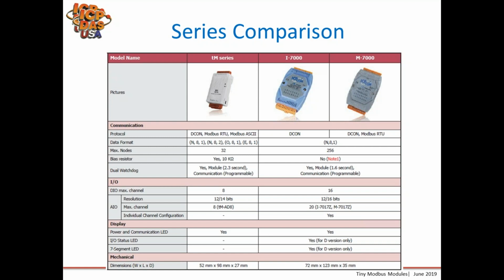The resolution for the analog I/O is greater in the M7000 series than the TM modules, but for temperature and most analog applications, 12 or 14-bit would usually be sufficient, but again, that's based on your application. The dimensions are much smaller for the TM series. Note the dimensions on the bottom.